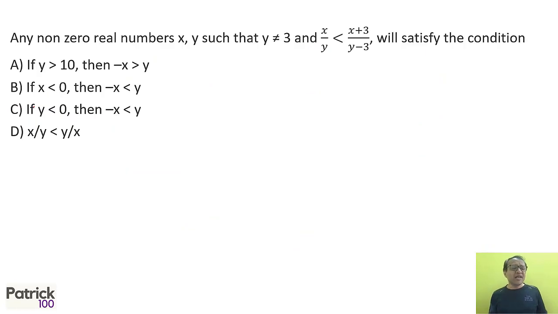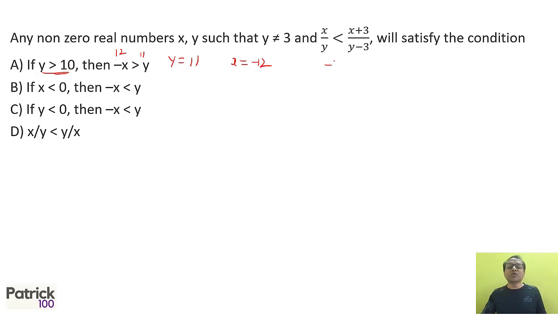Okay, next. Again, 2 ways of solving this. One is, I would say, just substitute the values. For example, let's say y is, I'm just taking y is 11. Okay, y is more than 10, I'm taking y is 11. Minus x is more than y. Y is 11, minus x can be 12. So x could be minus 12.